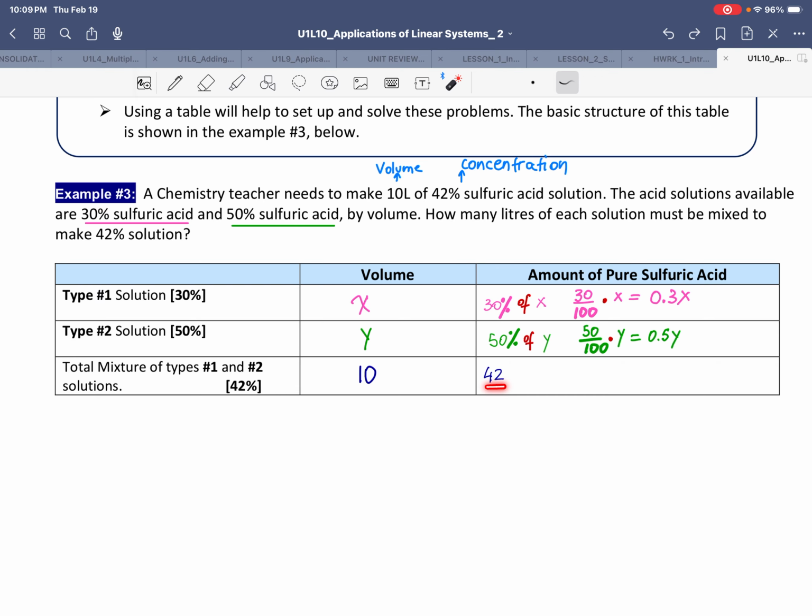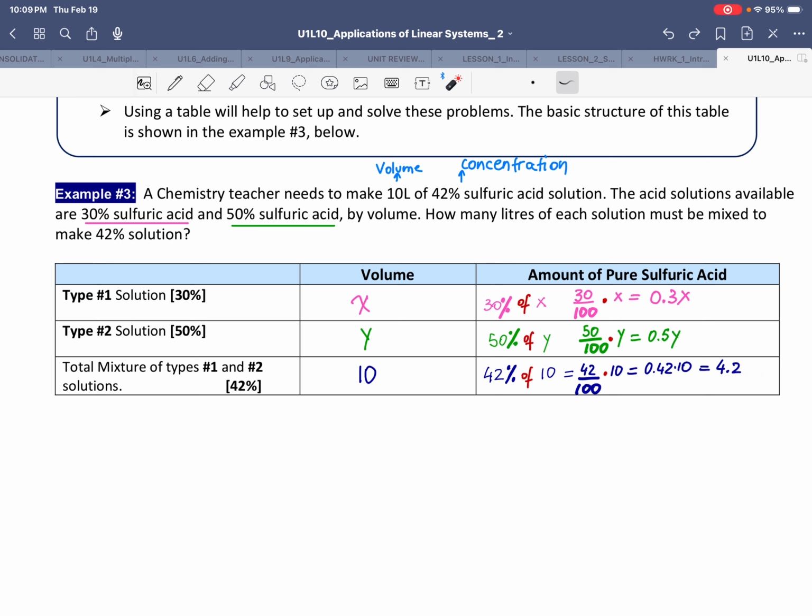So now we're going to say 42% of 10 liters would be 40 divided by 100 multiplied by 10, which is equal to 0.42 times 10, or even further, equal to 4.2. So now, as you can see here, we have defined the volume of each solution that we are using, and we know the total volume, and we know the amount in volume always of pure sulfuric acid in each solution and the amount of pure sulfuric acid in the mixture. So that is going to be 42% of 10, so 4.2 liters will be sulfuric acid, pure sulfuric acid.